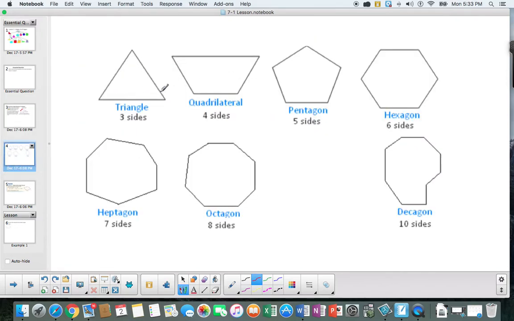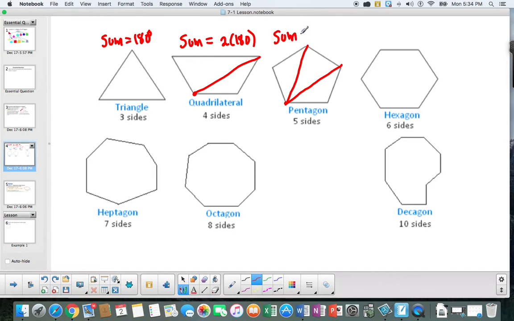I know that all 3 angles of a triangle sum to 180 degrees. Over here I have a quadrilateral. I'm going to draw all the diagonals that I can from this vertex, and when I get to this other vertex, I have created 2 triangles. So the sum of all the interior angles will be 2 times 180, because there are 2 triangles. When I start at this vertex and draw all the diagonals I can from this one vertex, it creates 3 triangles. So the sum of all the interior angles will be 3 times 180.